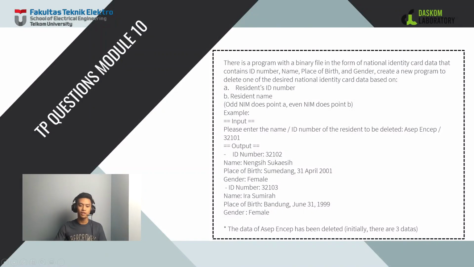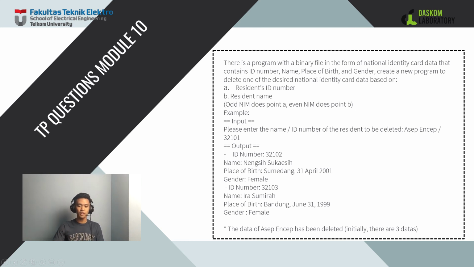Before the video ends, we have an assignment for you. Please create a new program to delete one of the desired national identity card data based on A, resident ID number, and B, resident name. The odd name does point A and the even name does point B. Before you make a program that can delete the data, you should know that there is a program with binary files in the form of national identity card data that contains ID number, name, place of birth, and gender.